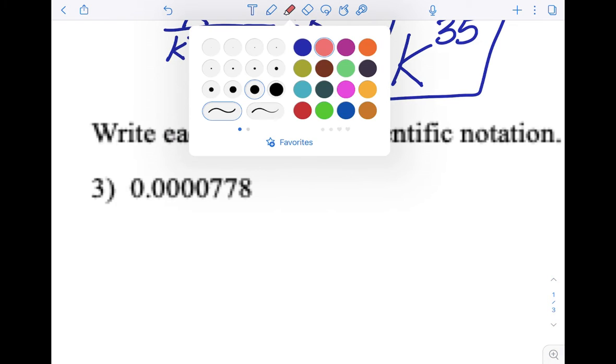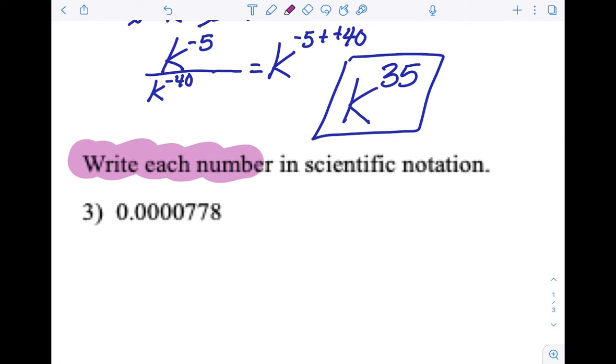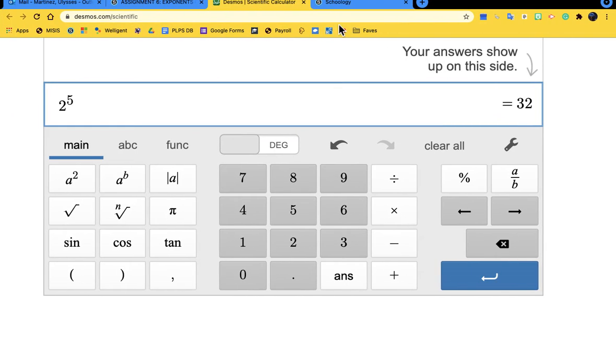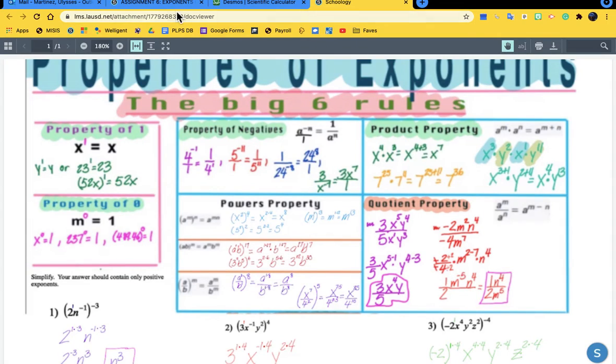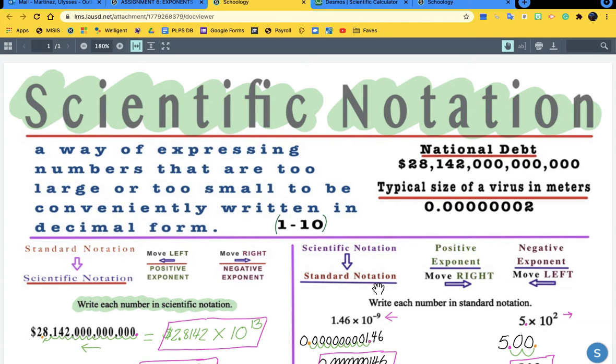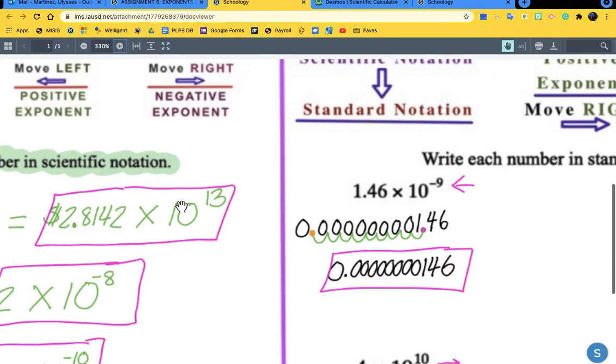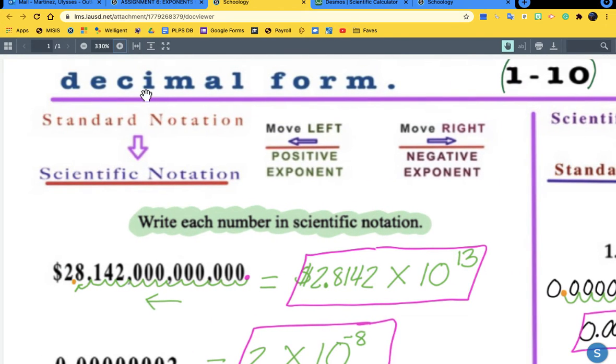All right. These instructions say write each number in scientific notation. So let's go back. Let's find our notes. Scientific notation. Oh, right here. You all do the same thing, right? So we're going to write in scientific notation. So let me zoom in here. And this one, standard notation to scientific notation.